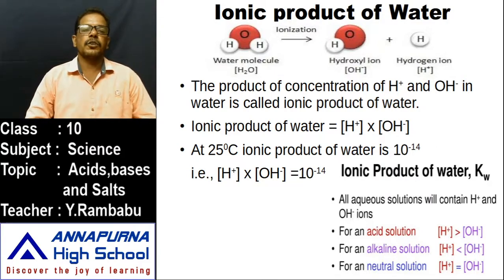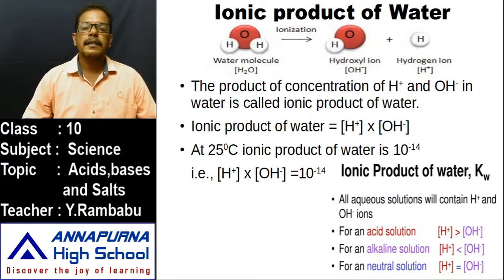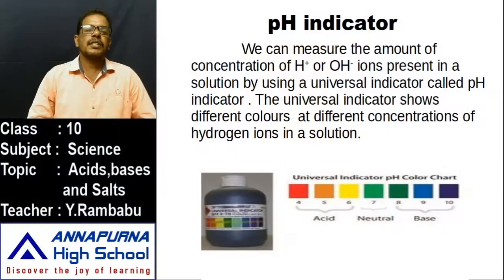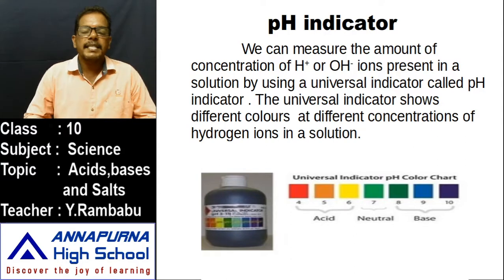it is a neutral solution. Like that, the strength of an acid or base depends on the concentration of H plus ions or OH minus ions. And can we measure the strength of an acid, or the concentration of H plus ions or OH minus ions? That means, how many H plus ions or OH minus ions are present in a solution. Can we measure it quantitatively? Yes, we can measure the concentration of H plus ions or OH minus ions present in a solution by using an indicator.